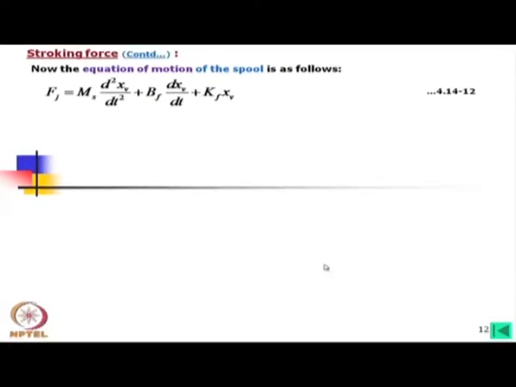Now, what we are considering is the equation of motion of the spool.